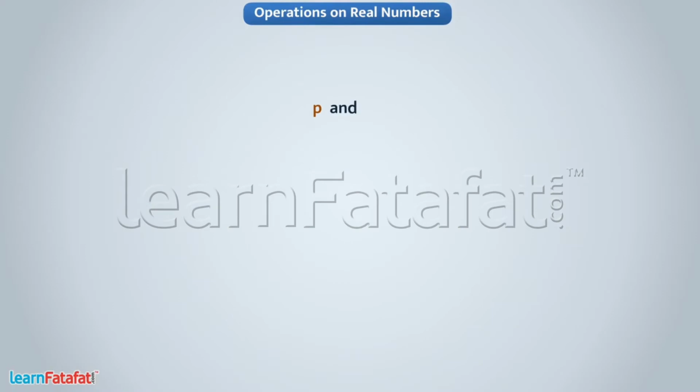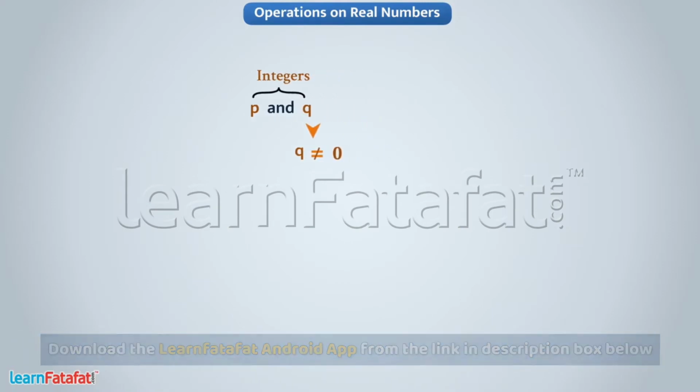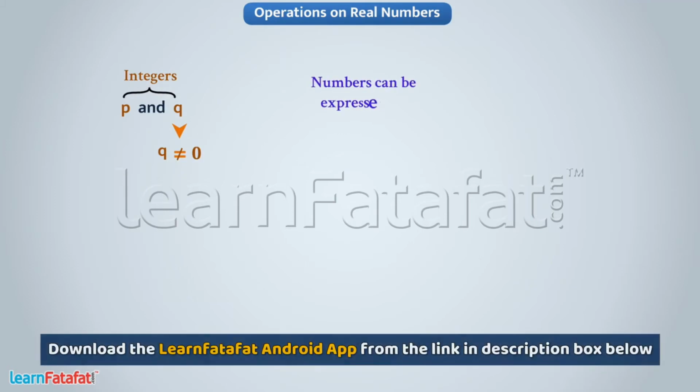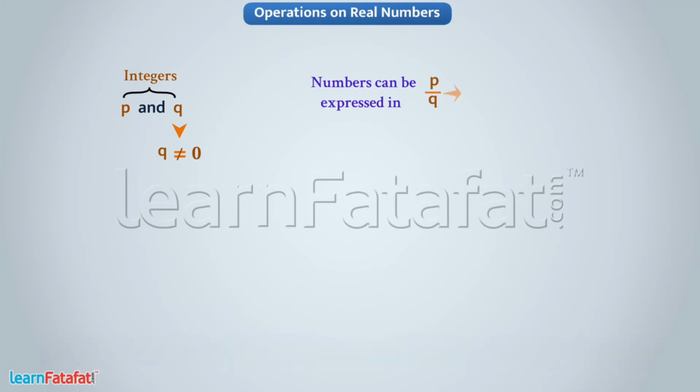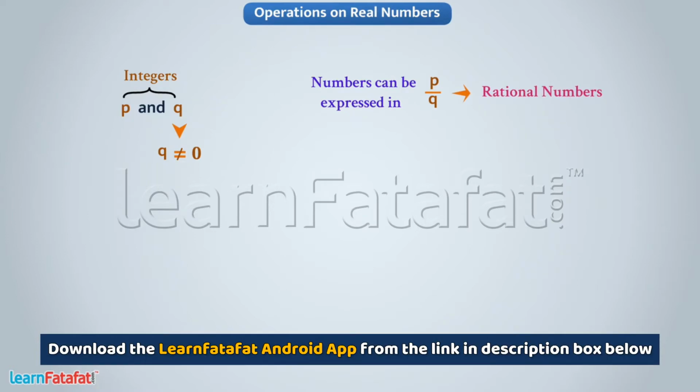If p and q are two integers and q is not equal to 0, then the numbers which can be expressed in p by q form are rational numbers, and the numbers which cannot be expressed in p upon q form are irrational numbers.